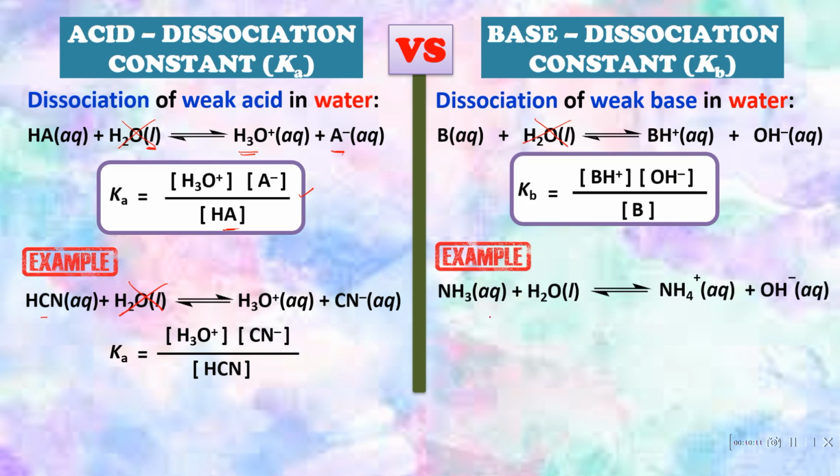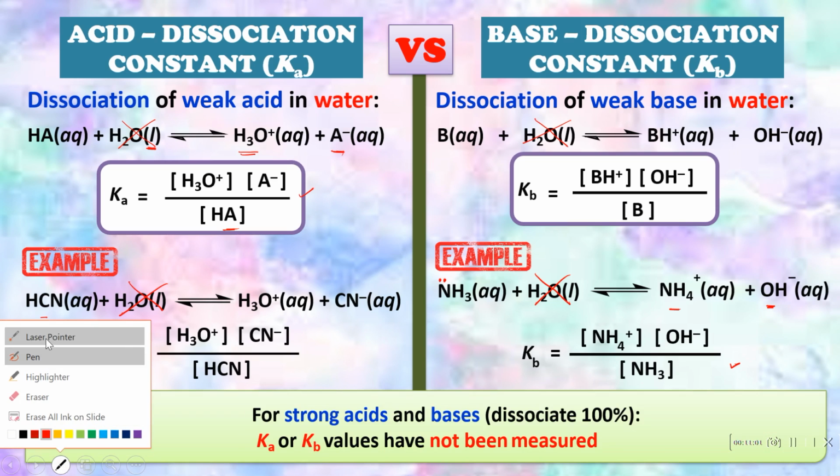For the example here, we have ammonia. Ammonia dissociates in water, not 100%, so you have to use a reversible arrow. In ammonia, the nitrogen atom has a lone pair, so it will accept a proton from H2O and become NH4 plus, and OH minus ion. Since liquid is not considered, you will get the Kb expression like this. Remember, concentration of the product divided by concentration of the reactant.